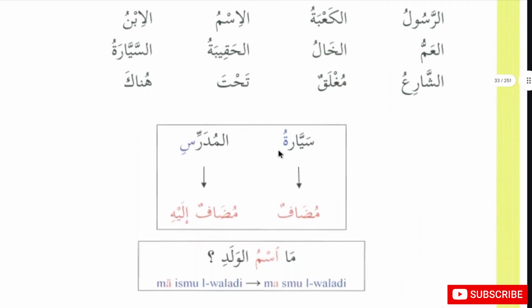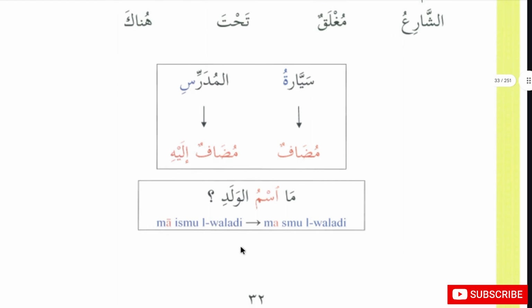Here's an example. If I say sayarat al-mudarrisi, the teacher's car, mudaf is that thing which is possessed, mudaf ilayh is the possessor. So the teacher possesses the car. This is a hamzatul wasl example. So you don't say ma ismu, you would say masmul waladi. Masmul waladi, what is the name of the boy?